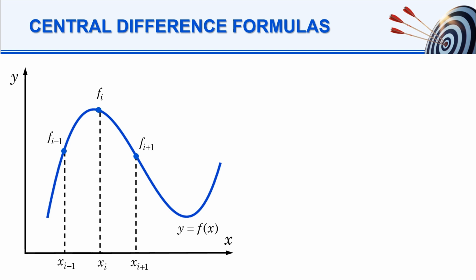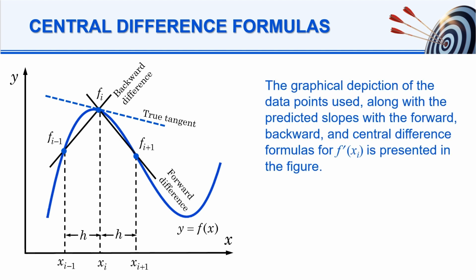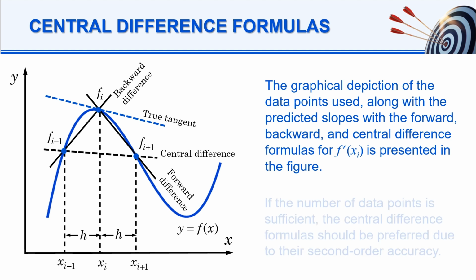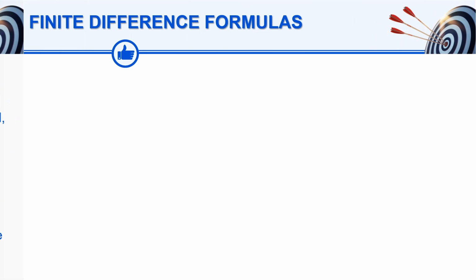The graphical depiction of the data points used, along with the predicted slopes using the forward, backward, and central difference formulas for f(x) is presented in the figure. The estimated slope with the central difference formula is in better agreement with the true slope of the tangent line. If the number of data points is sufficient, the central difference formulas should be preferred due to their second-order accuracy.